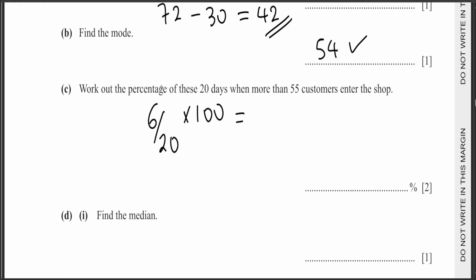And obviously 6 times 100 is 600 over 20. 600 divided by 20. 20 goes into 600 30 times, which is 30%.